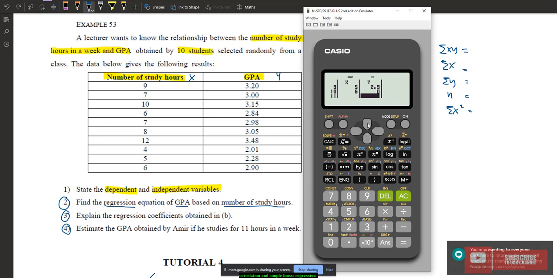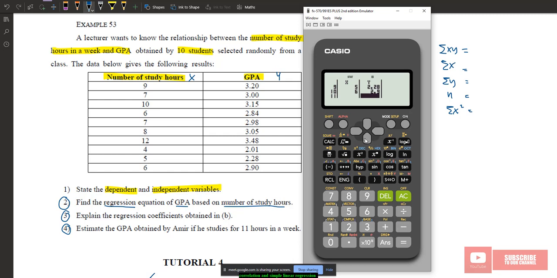By using this calculator, you can recheck. So this is 3.2, 3.15, 2.84, 2.98, 3.05, and then 3.48, 2.01, 2.28, 2.90.